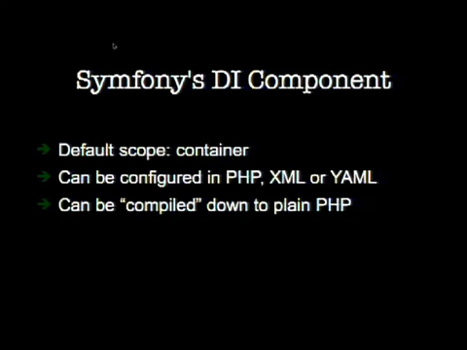In Symfony, the default scope is container scope, meaning that unless you specify otherwise when you're defining a service, then for the lifetime of the container, the same instance will be returned each time that service is requested. So if you wanted it to be a new instance each time, you'd have to specify prototype scope. It can be configured in PHP via an API, where you just make API calls to register services to the container, or you can use XML, similar to what we saw, and you can also use YAML. And the container can be compiled down to plain PHP.